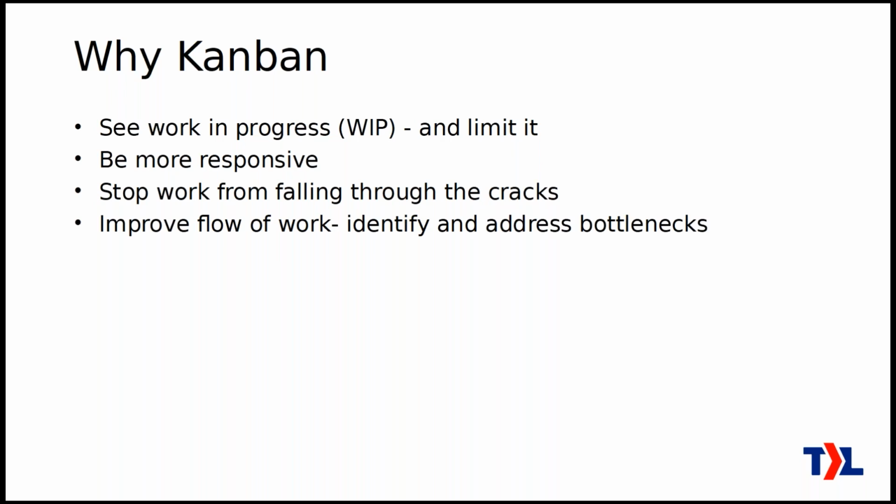You can improve the flow of your work by identifying and addressing the bottlenecks in your team. For example, if you have one engineer who's the expert on a bunch of things, all the work goes to him or her, and so things slow down if it has to go to that person. Well, we want to identify that and see what you can do to fix that.